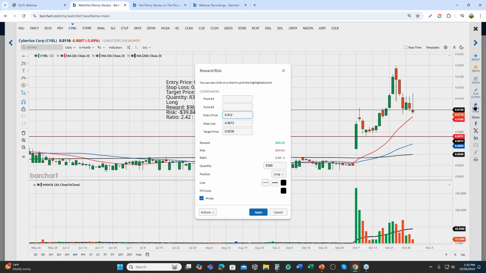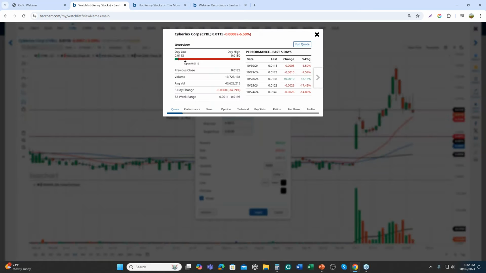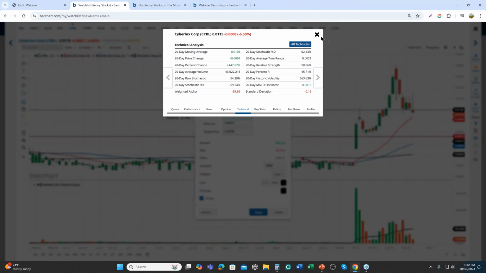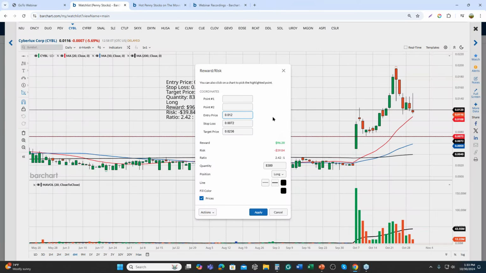In case you don't believe me, over here, under more data, technical analysis, you can see that it's jumped today. It was 2.4 at press time. It's jumped a little bit today. So 2 times 24 is 48. So 48 from 1.2 would give us 0.0072. That would be our stop.